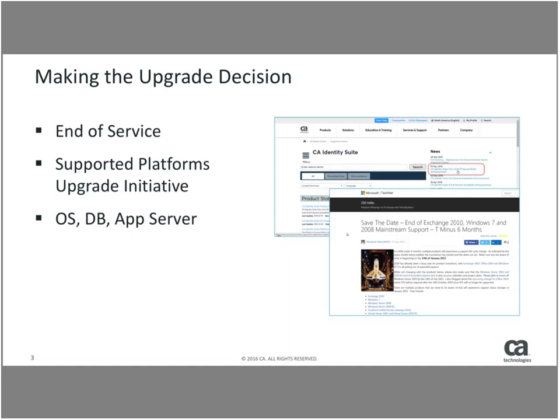So the choices to make the upgrade essentially are driven from two things. One is the supportability of the product versions you're using today, and the other one really is the underlying platform that's being used by your own operations team for operating systems, databases, and application servers.